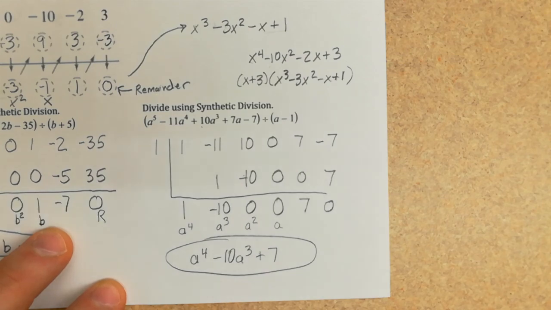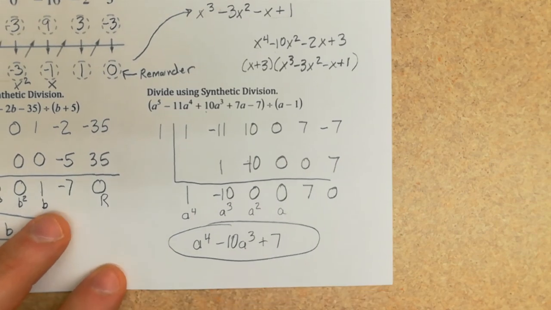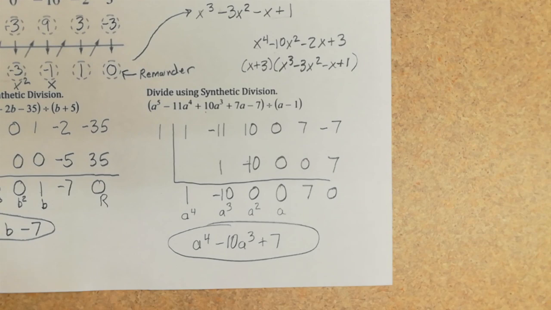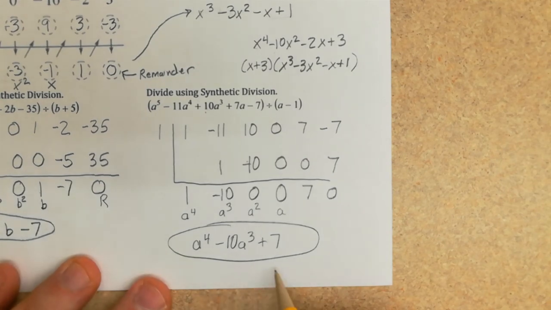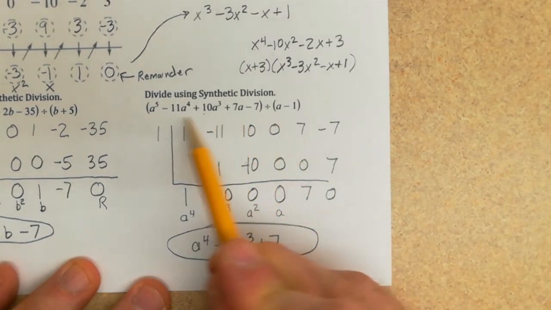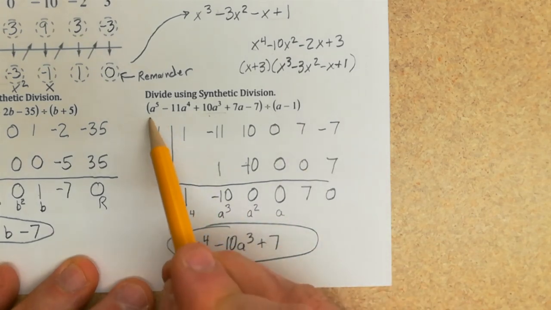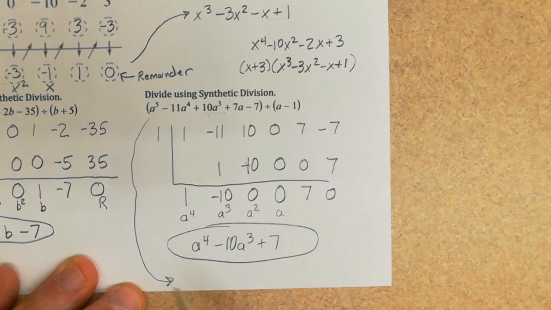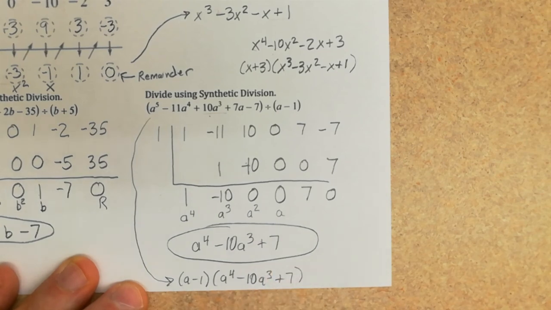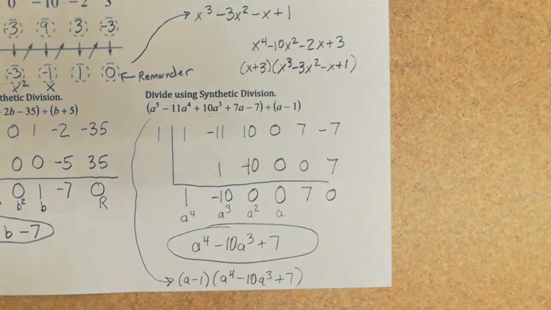All right, so there is my final answer of a to the fourth minus 10a cubed plus 7. Just a reminder, that is the answer, but what I've done is basically divided this polynomial by this, so I could think of this original polynomial as factoring to a minus 1 times a to the fourth minus 10a to the third plus 7. So just keep that in mind as we go forward. We might be doing that in a couple lessons.